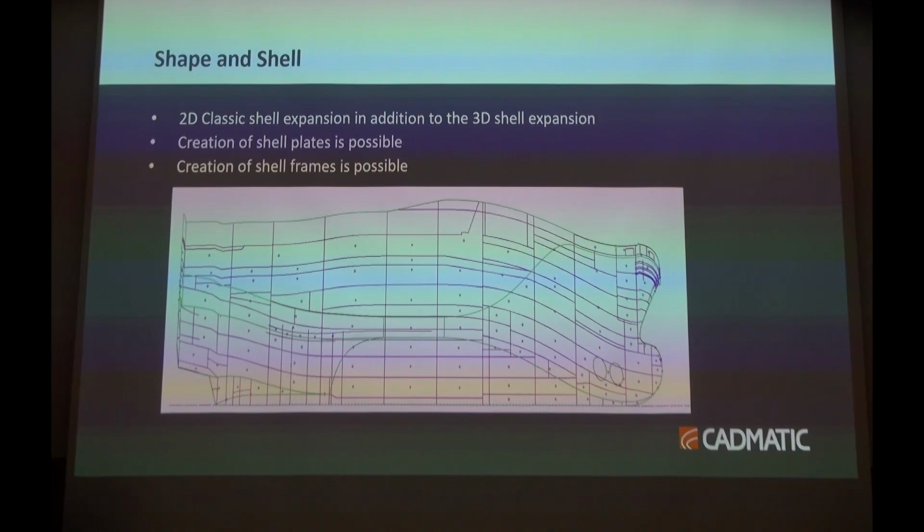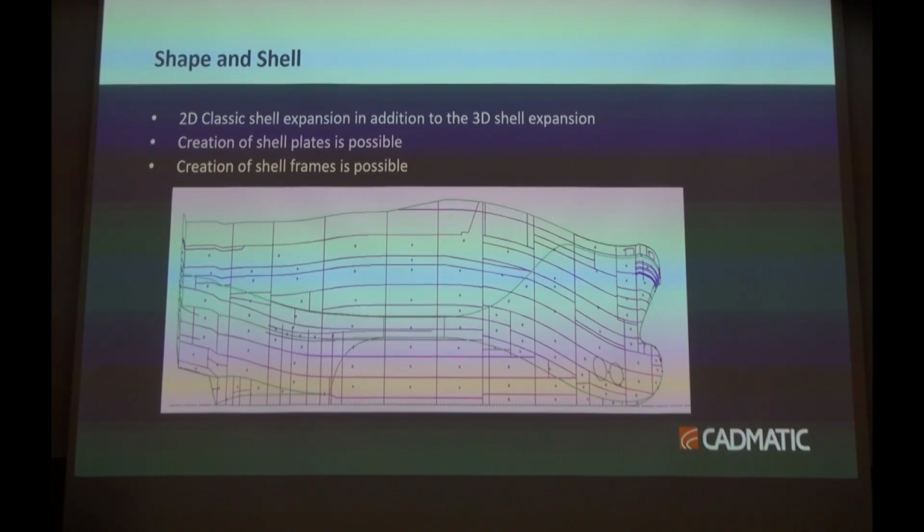Shape and shell, but it's also quite new. CADMATIC Hull has always had, of course, the 3D shell expansion. Many customers are still asking for the 2D classic shell expansion, so that is now possible within the software. In those views you can create shell plates and of course shell frames.